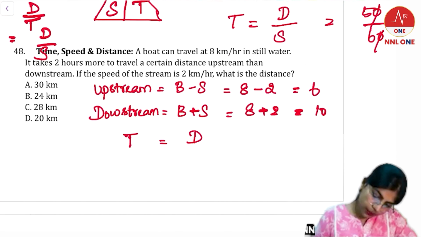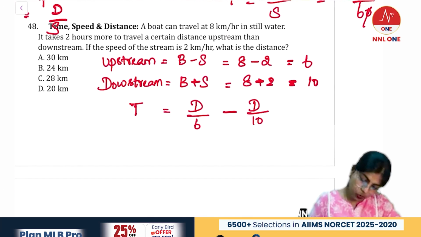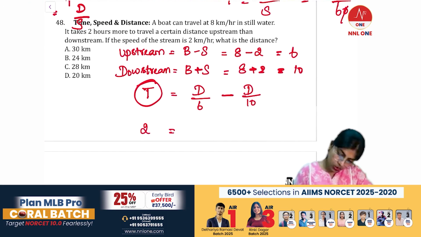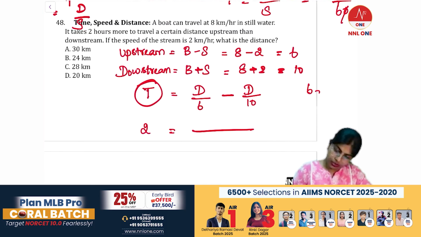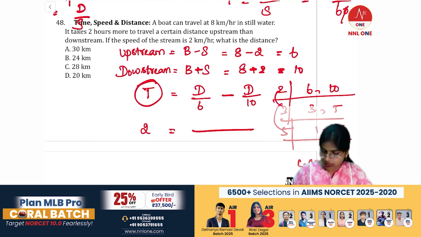What is the speed of the upstream? It is 6. We are going to subtract it. The speed of the downstream is 10. What is the time taken? It is 2. So 2 is equal to, now we find the LCM of 6 and 10. 2 into 3, 2 into 5, 3 into 1, 5, 5 divided by 1. 2 into 3, 6 5s are 30. So the LCM is 30.